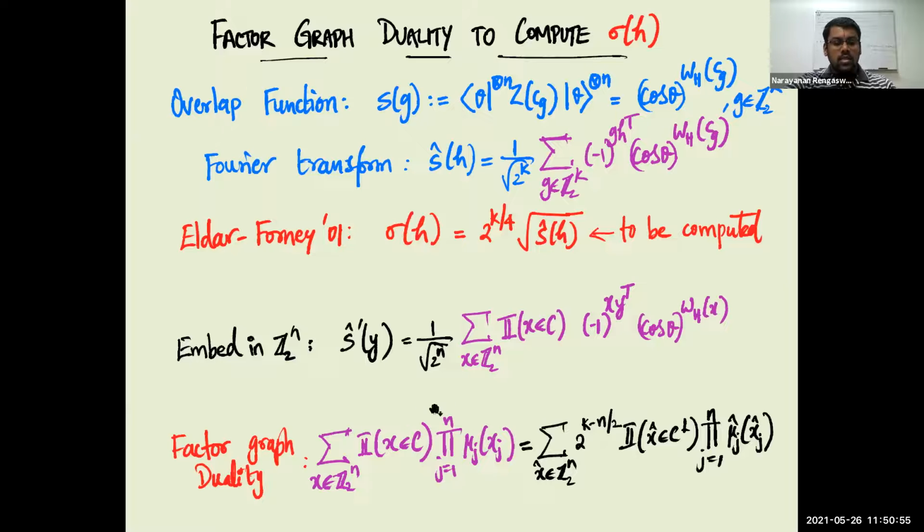For this, this is where we established the relation to factor graph duality. This is what we saw on the first slide: the sum over the code can be converted into the sum over the dual code. So this identity is what we use to compute this in closed form, which means we effectively have computed sigma of h.